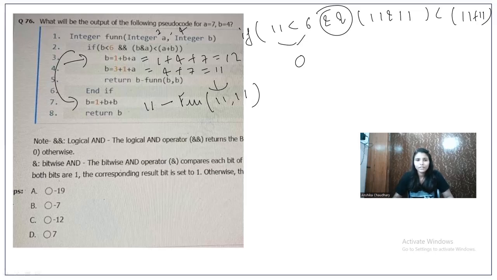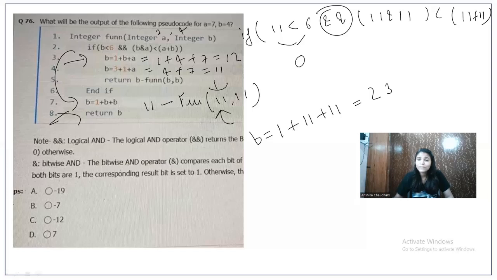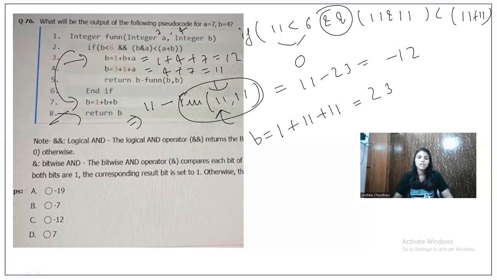We assign 1 plus b plus b. That means 1 plus b value was 11 plus 11. So it will become 11, 22, 23. Alright. Now it will return b, so it will return 23. That means this 23 will be stored here. This is the result of this function call. So the last answer will be 11 minus 23, and this is how minus 12 will be the answer. So again minus 12 is the answer for this question.